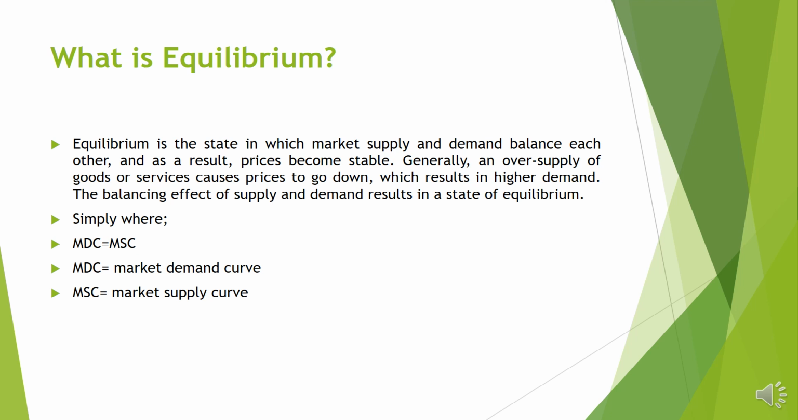In simple words, we can say that in economics, equilibrium is a condition where the demand and supply curves intersect each other. Simply we can say that it is where quantity demanded is equal to quantity supplied, where MDC, that is the market demand curve, is equal to the market supply curve.